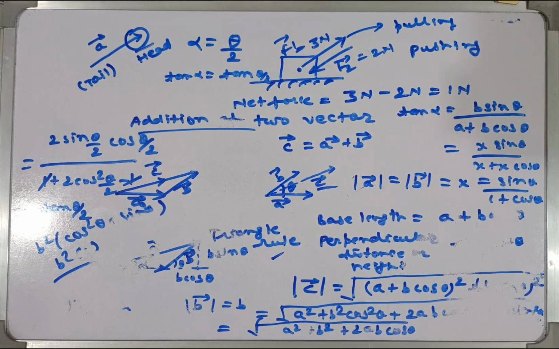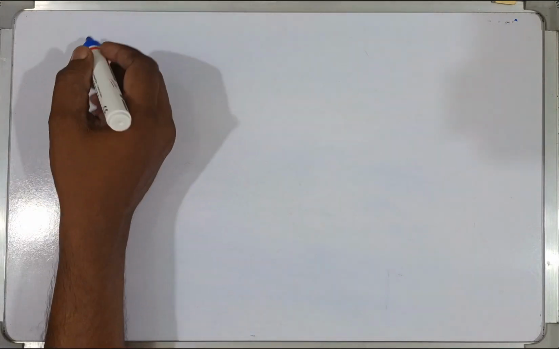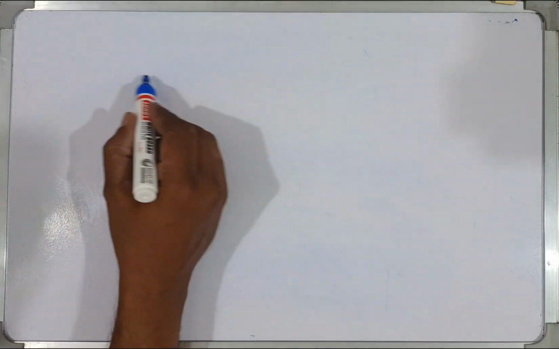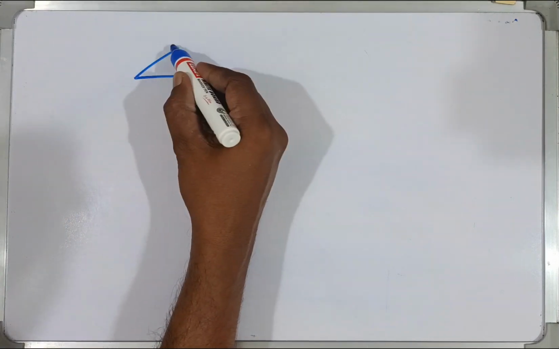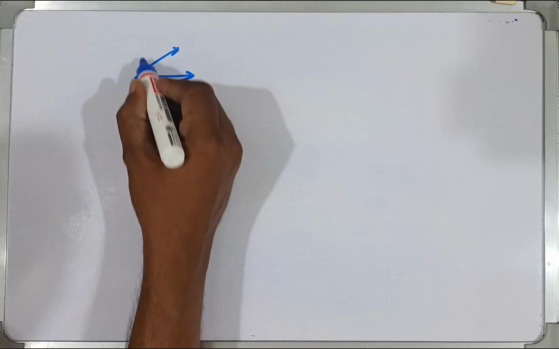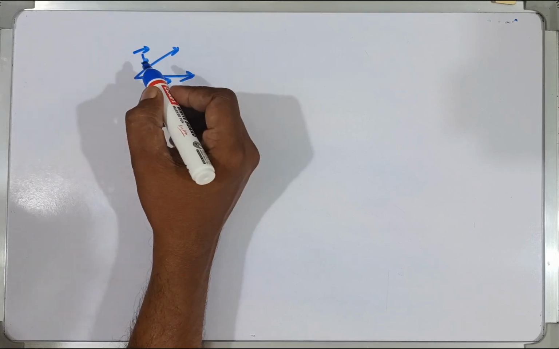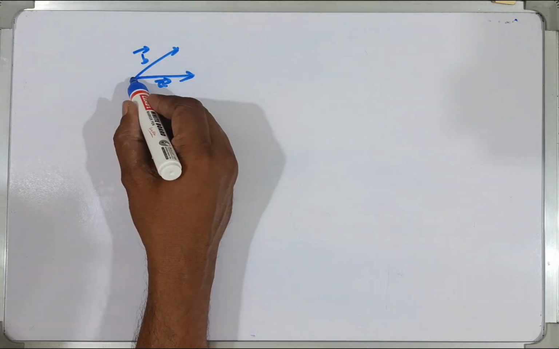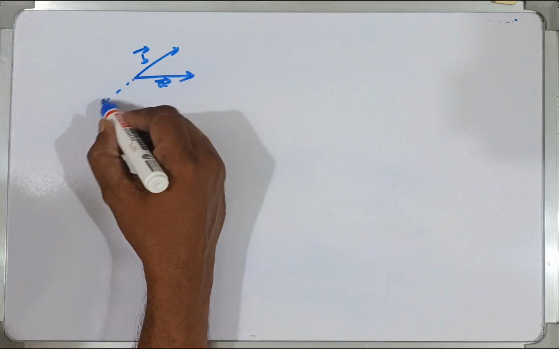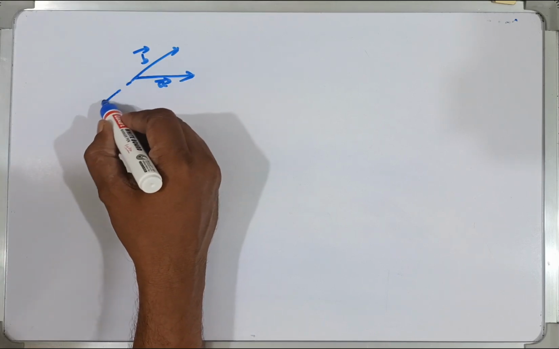Now what will it be for subtraction? Okay, so guys, for subtraction, see here, this is the A vector, this is the B vector. For subtraction, what we will do is put a minus sign here like this.